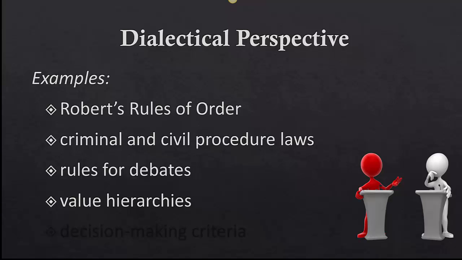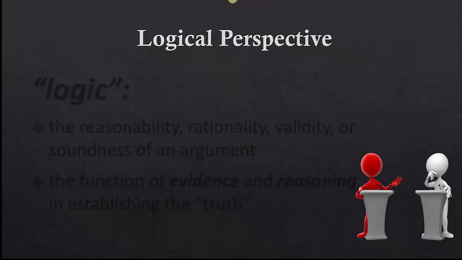Value hierarchies, systems where we determine what values we should prioritize over other values if we're going to make a decision. And other kinds of decision-making criteria that determine that if we've got two alternatives to choose from, the one that meets the criteria we go with, and if anything doesn't meet the criteria, we don't go with that in our decision. So that's the dialectical perspective, a procedural approach to trying to understand and discover the truth. The second perspective we need to think about is the logical perspective.